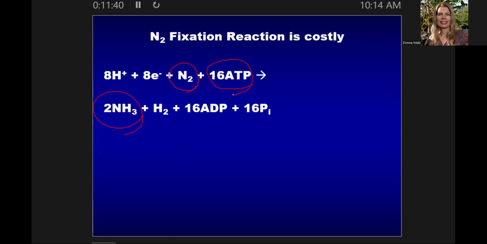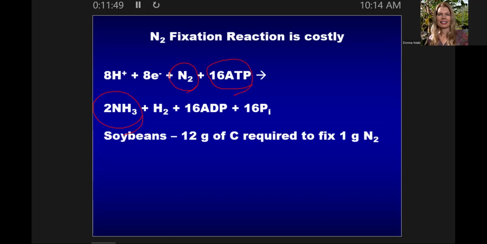That's a lot. And so when plant physiologists are measuring the cost of this to the plant, they often refer to it as how much carbon does it take to do this? Like with soybeans, they've done lots of studies on soybeans because they form this relationship with bacteria. And they say 12 grams of carbon is required to fix 1 gram of dinitrogen. That's a fair bit of effort by the plant, but the benefit outweighs the cost because this relationship has been going on for millions of years and it does benefit the plant greatly.